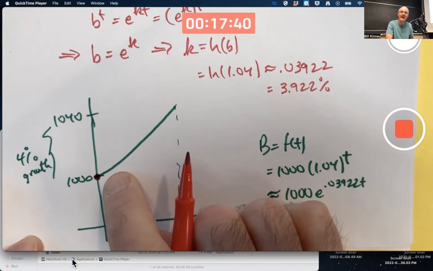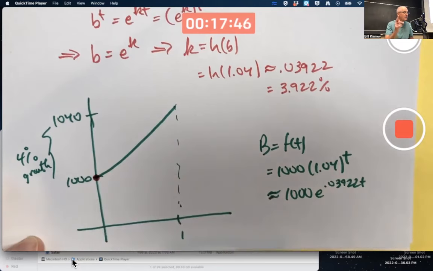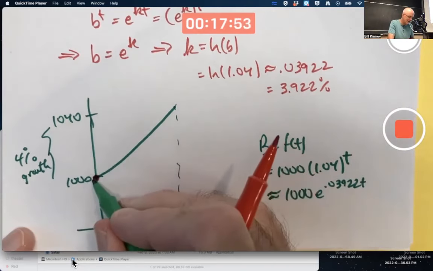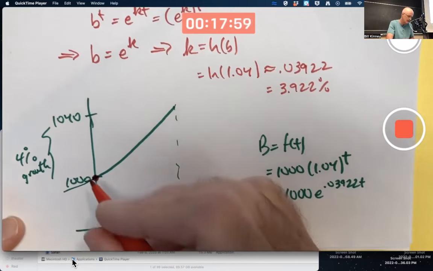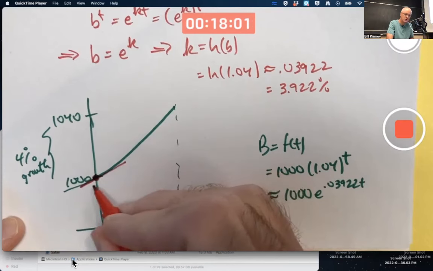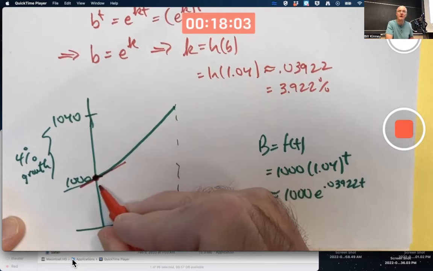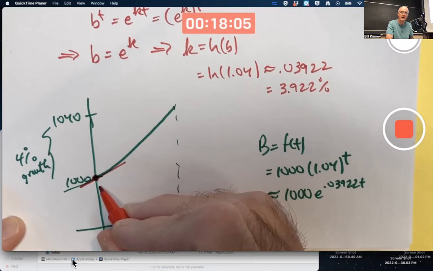Sometimes people think a tangent line just touches the curve at one point, but that's not quite right. That's true for circles, not necessarily true for curves. What it is, more technically speaking, is the line that best approximates the curve near the point. If you zoomed in on this green curve near this point, it would look more and more like this red line.